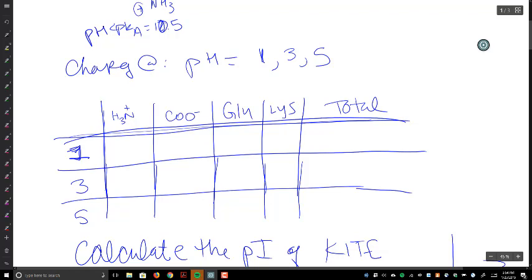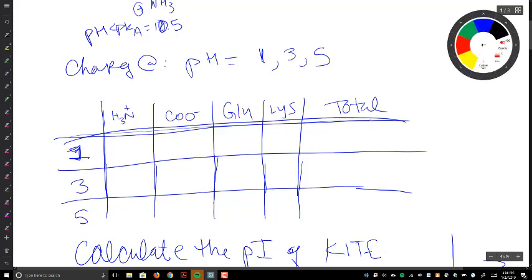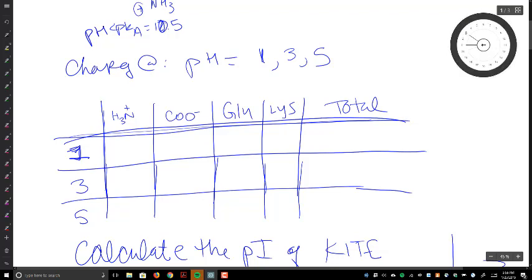So let's start. And one thing we can do too to remember is we can write the pKa's above the ionizable group names so we don't forget. So the N-terminal amine has a pKa of 9.5, or we're assuming that. 2 for the C-terminal carboxyl, 4.2 for glutamate, and then 10.5 for lysine.